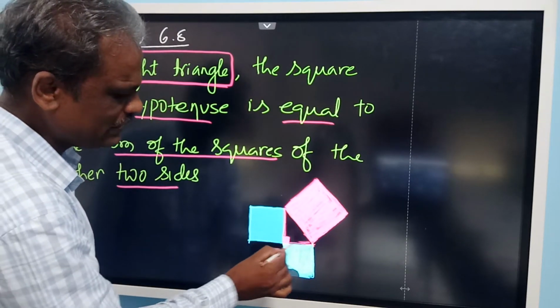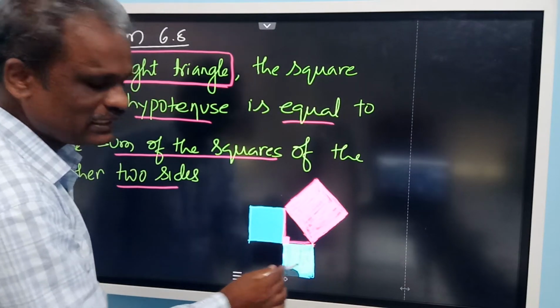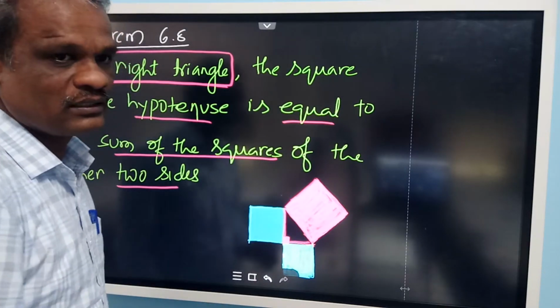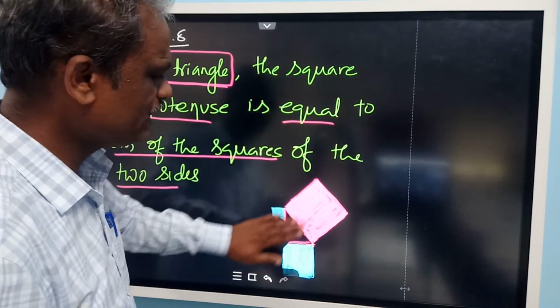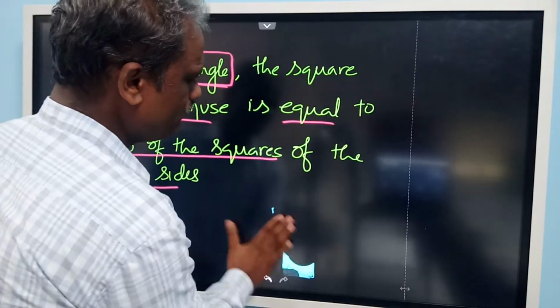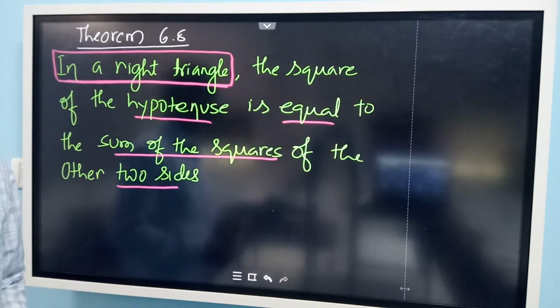These are the other two sides. If you take the square on this side and the square on this side, and you add these two, it will be equal to this square. So this is not the diagram that is required for the proof. So we have to draw another diagram. I gave only the meaning of this statement now.